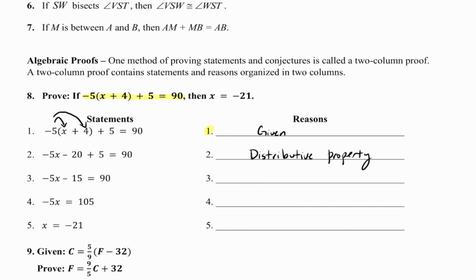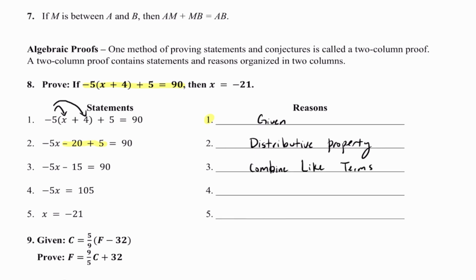Now looking at the second statement, I can combine the negative 20 plus 5 together. Negative 20 plus 5 is going to give me negative 15. So looking from the second statement to the third statement, all I did was combine like terms. So you can see that we're just solving for x here. Negative 5x minus 15 equals 90. That's my third statement.